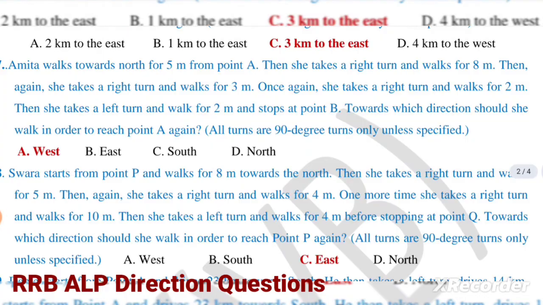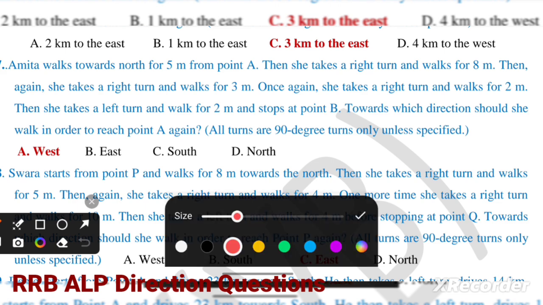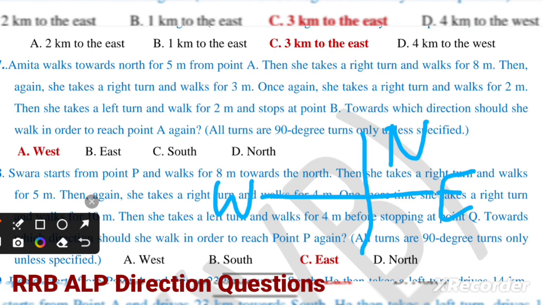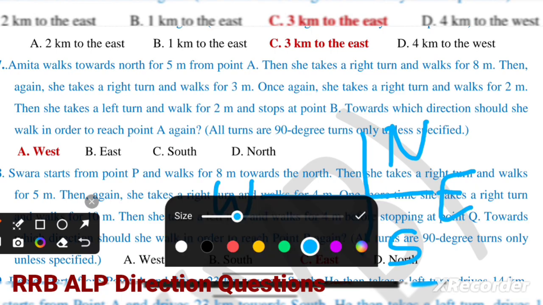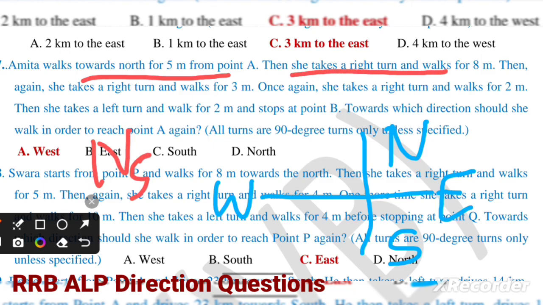Next question is, Amita walks towards north for 5 meters from point A. So if we discuss more questions, it will get practiced. East, west, north, south. Okay. So now you start writing based on the question. So here Amita walks towards north 5 meters from point A. So what you should write? N5. Okay. So then she takes a right turn and walks for 8 meters.